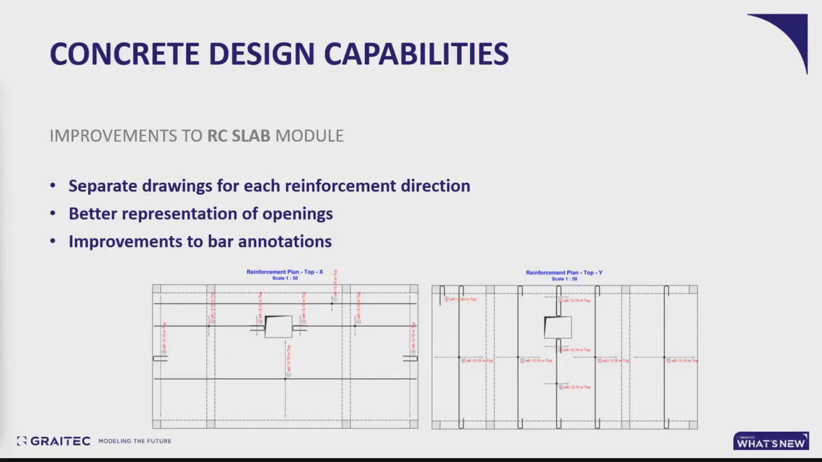The next, openings have better representation thanks to a special shadowing. And finally, we improved bar annotations, starting with better automatic generation, avoiding collision with other elements, to the possibility for changing manually positions of parts of descriptions. For example, bar mark can be moved separately to the dimension lines of the distribution.